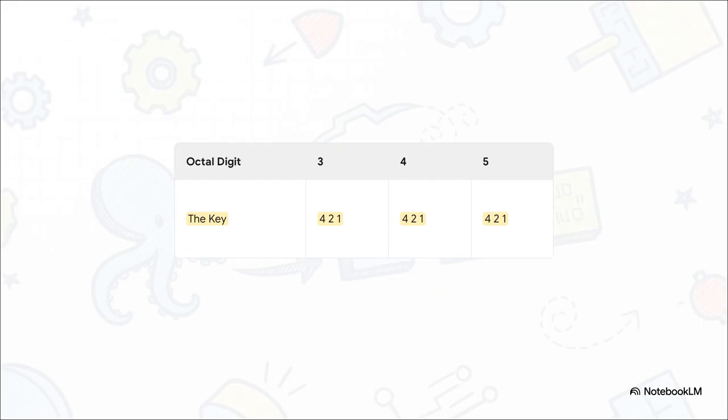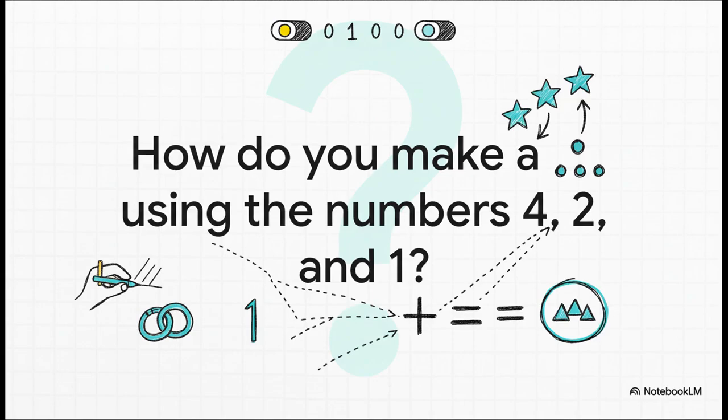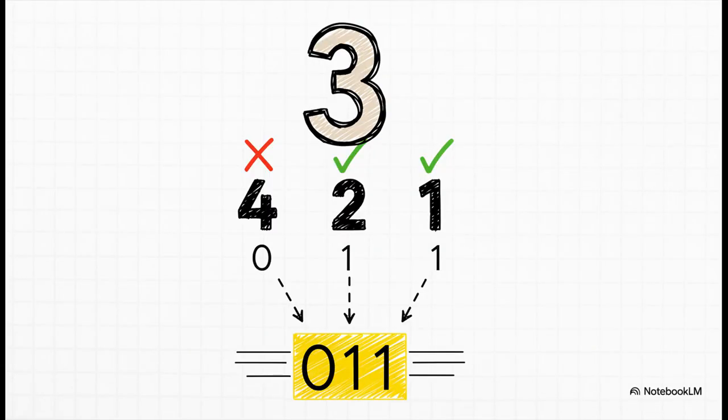They are just the first 3 place values in binary. You've got 2 to the power of 2, which is 4, 2 to the power of 1, which is 2, and 2 to the power of 0, which is 1. That's it. That's our key. So let's start with that first digit, the 3. Just look at your key: 4, 2, and 1. Which of those numbers do you need to add together to make a 3? Exactly. It's the 2 and the 1.